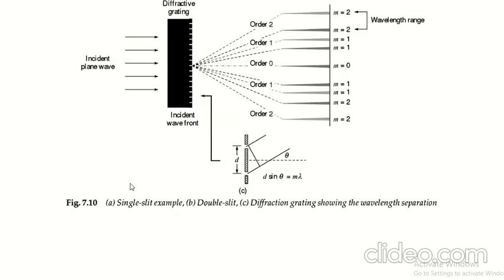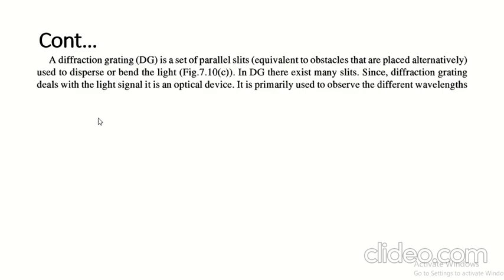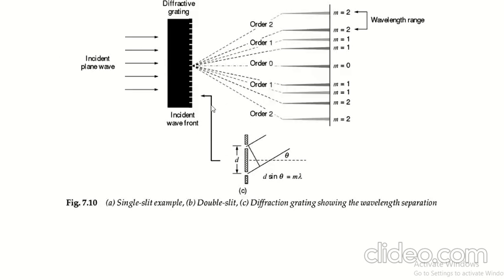Note that the intensity... a diffraction grating is a set of parallel slits, equivalent to obstacles that are placed, or alternatively used, to disperse or bend the light as shown in this figure. Then this is the incident wave front, the incident plane waves, and these are the zero order, order 1 and order 2, where m values range from 1 to 2 on this side.